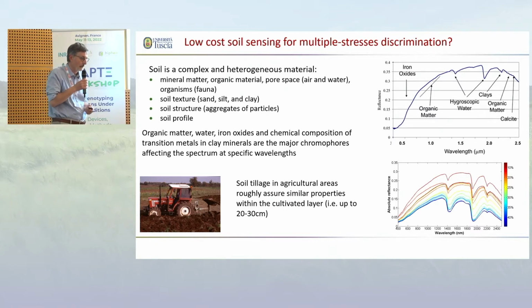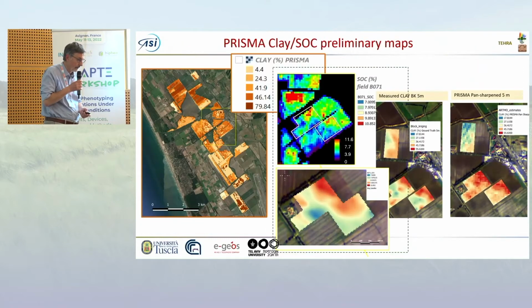Then there is always the strong influence of soil moisture on the soil spectra. So these are some attempts that we've been doing to estimate soil properties from bare soil Prisma data and compare with the ground truth map of ground sampling, and the results sometimes are not too bad.